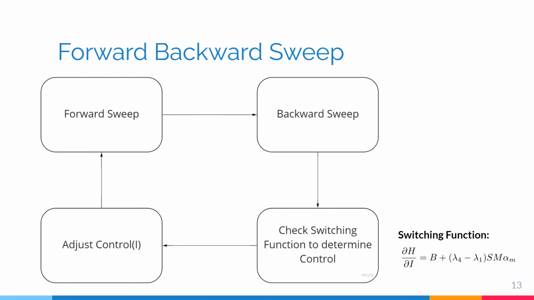Here's a brief overview of the process. First, we solve the model in a forward fashion. Then we solve backwards in time using our lambda functions. Once solving backwards, we check the resultant value using our switching function, which, depending on if it's positive or negative, denotes whether the control should be at its upper or lower bound. Then we stored the adjusted control values and redid the forward sweep. We continued this process until all populations and the control converge within 1/1000th of its previous iteration.